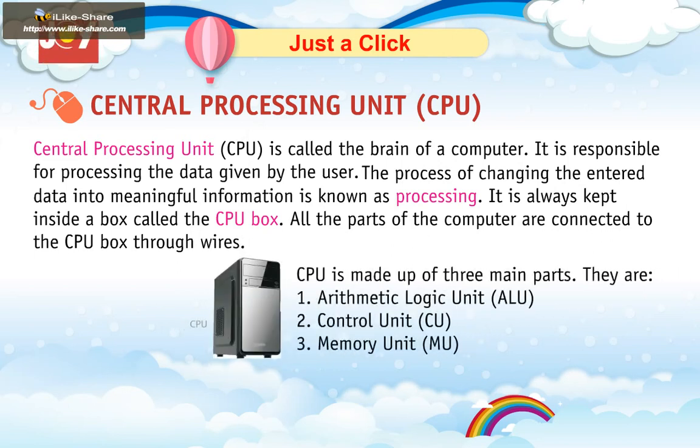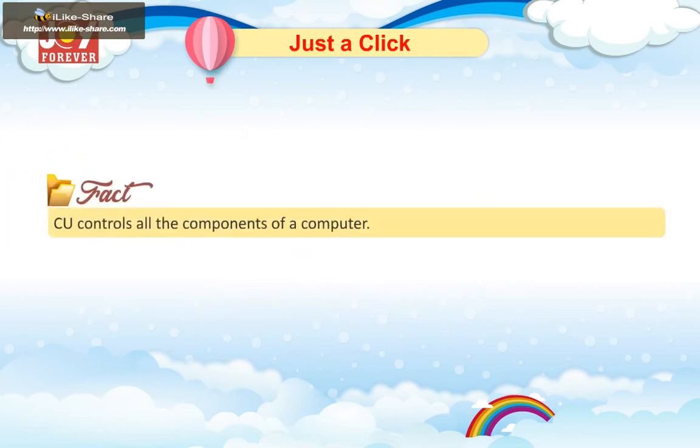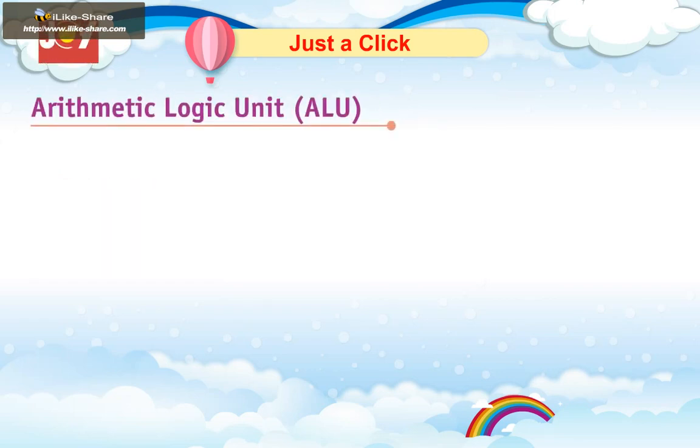The CPU is made up of three main parts. They are the Arithmetic Logic Unit (ALU), the Control Unit (CU), and the Memory Unit (MU). Fact: the CU controls all the components of a computer.